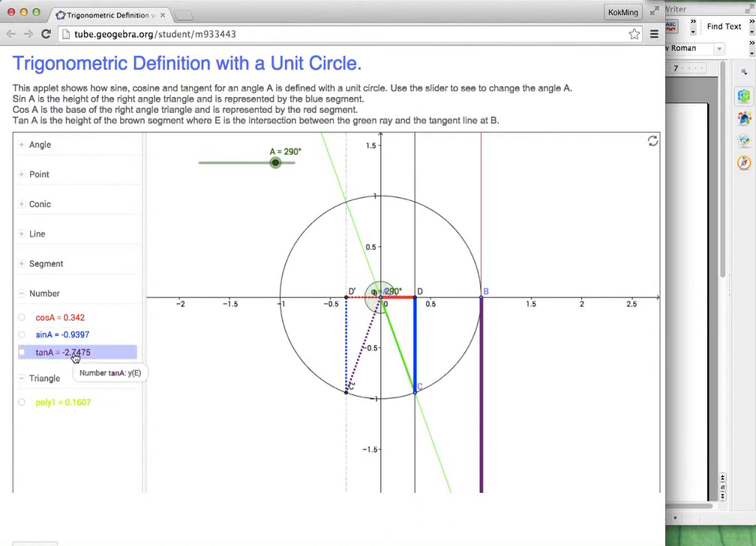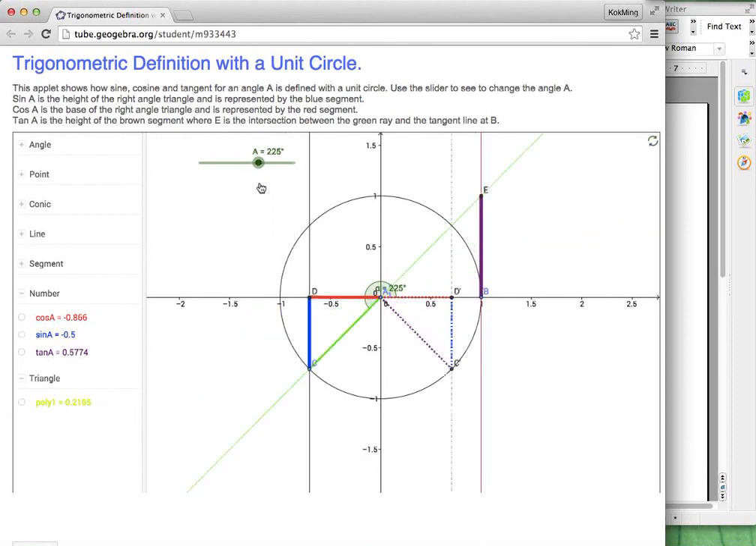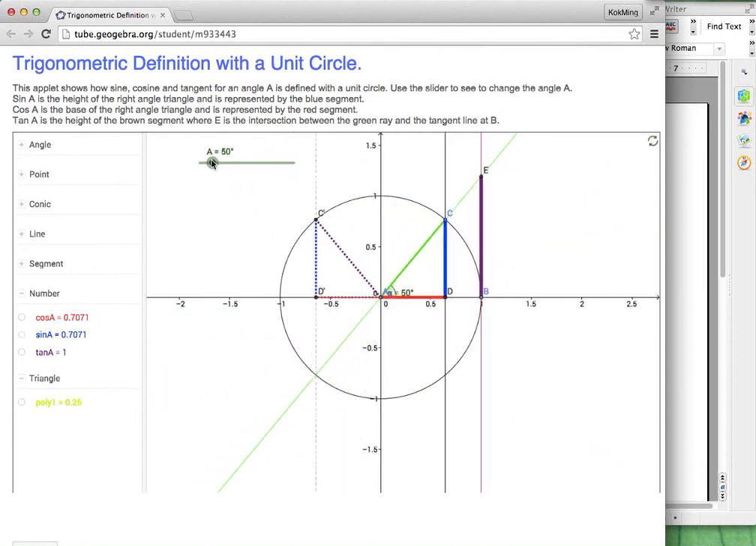Now we look at tangent. Tangent, basically, you can think of it as sine divided by cosine. So for example here, tangent of 290 is basically this number divided by that. You get negative 2.747. Or you can think of it this way. If we go back to the first quadrant here, 50 degrees. Now, this height here, this one in purple, this one in brown, that is the measure of the tangent. Basically, it's the ray from A to C intersecting the tangent line at B.